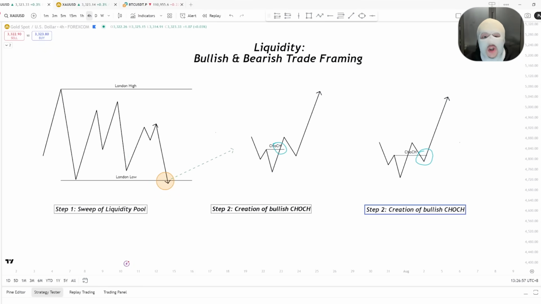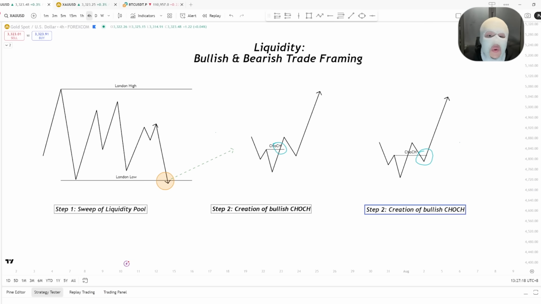With that, let's talk about the bullish and bearish trade framings. For bullish trades, we want to see a sweep of a low to target a high. Similarly, for bearish trades, it's the opposite. We want to see a sweep of a high to target the low. Notice how we're using secret number 2 of liquidity pairings here.